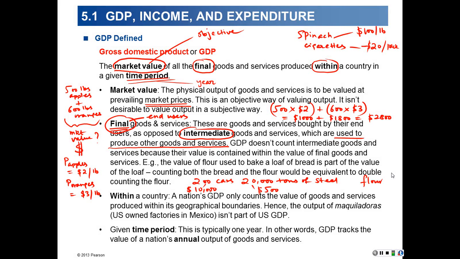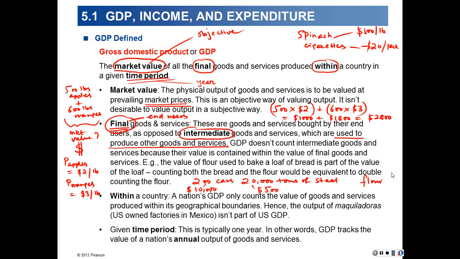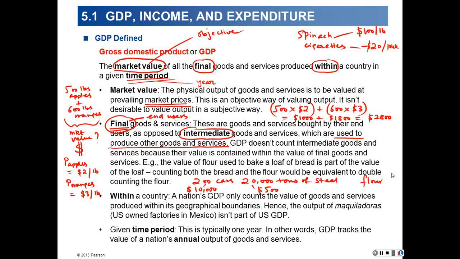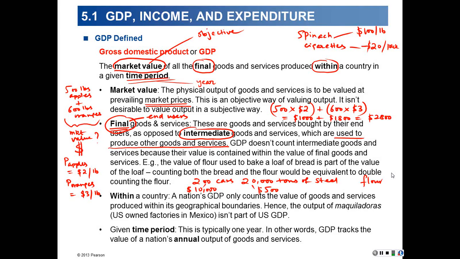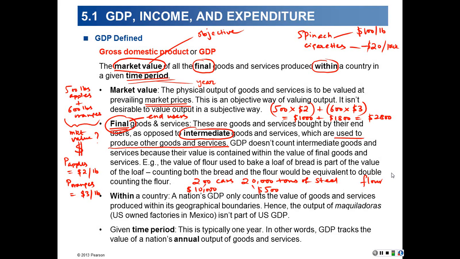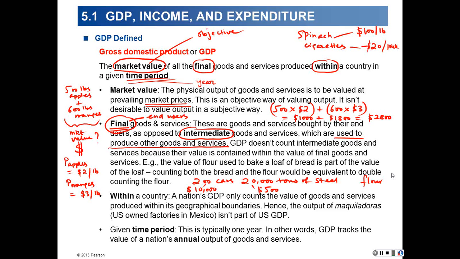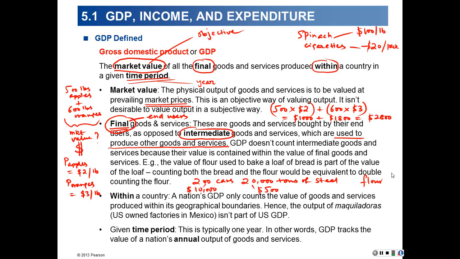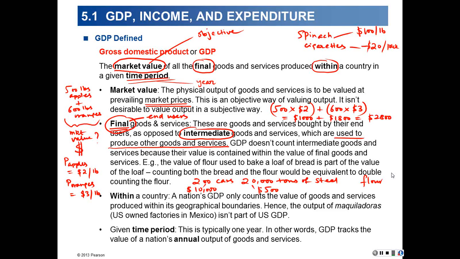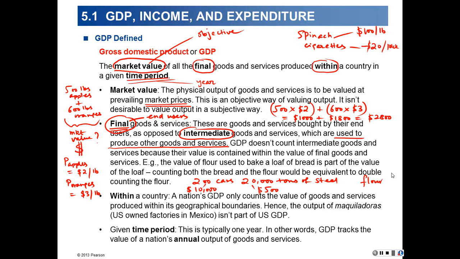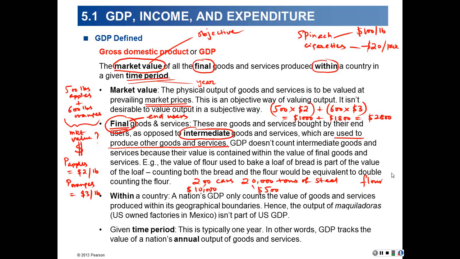Okay? Now, did you understand fully why we only count final goods and not intermediate goods? Because if we counted intermediate goods, we would be double counting them. Why would we be double counting them? Because intermediate goods would be within various final goods, right? So their value would be subsumed within the value of final goods, and if we counted them, we would be double counting them, correct? That's why GDP is only interested in the market value of final goods and services, okay?